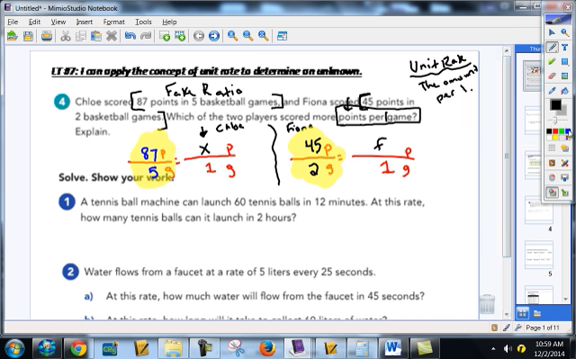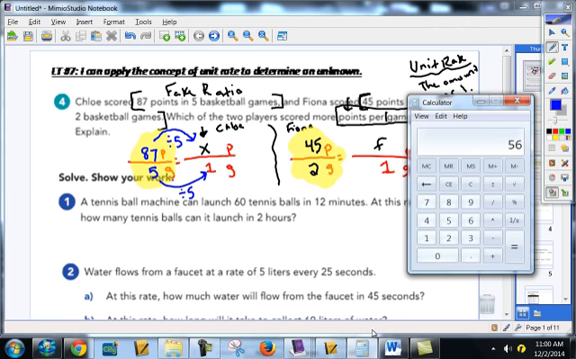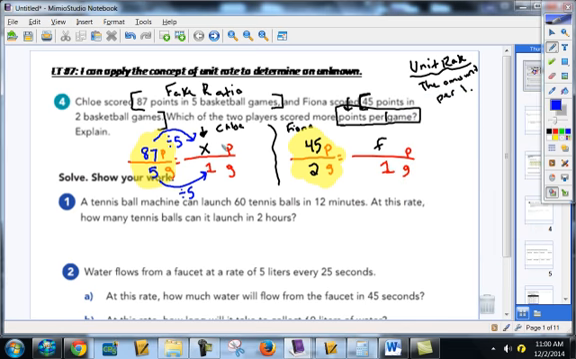Now, there's a couple ways you could solve it. The easiest way, I think, and the way that most of you already know, is if I'm at 5, the only way to get to 1 is by dividing by 5. So if you do that to the amount of games, what do you have to do to the amount of points? Well, you have to divide that by 5 also. So we do 87 divided by 5, and that's going to give us 17.4.